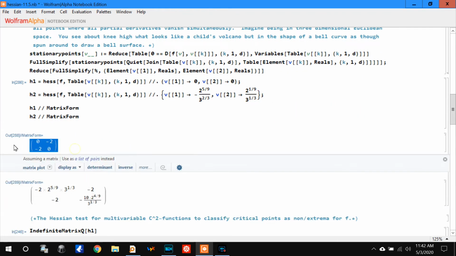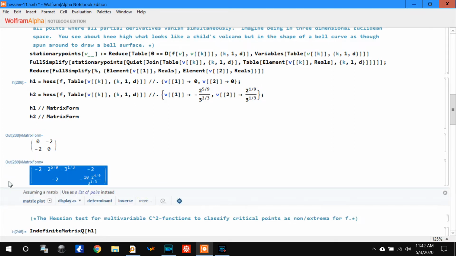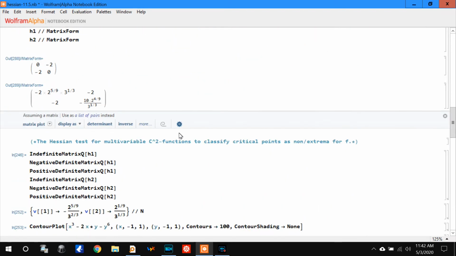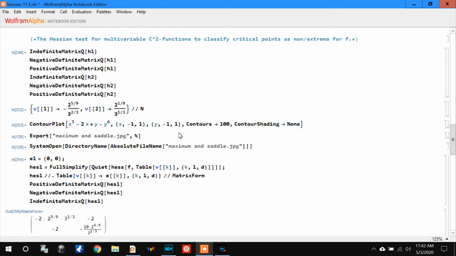So this is the first Hessian. This crazy beast is the second Hessian. So it's got, this is the exact number, of course, 2 to the 5/9, which is a number you encounter every day. And the Hessian test for multivariable C2 functions to classify critical points as extrema or not extrema for F.